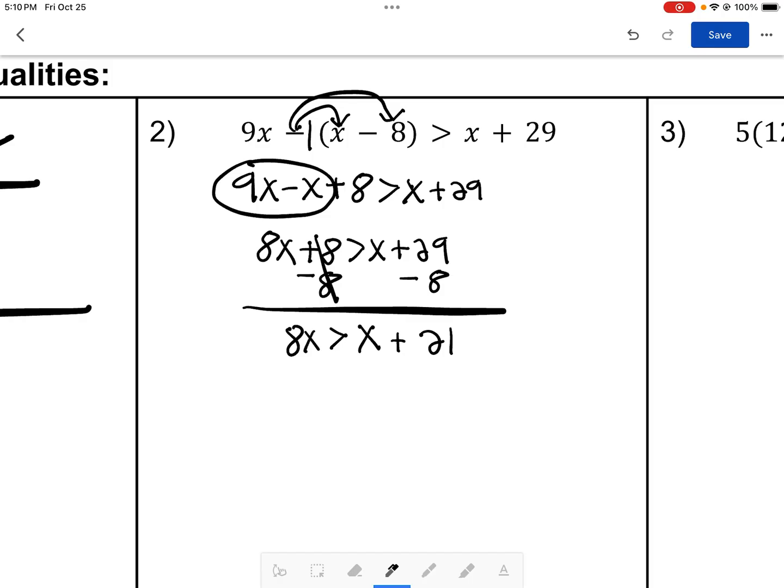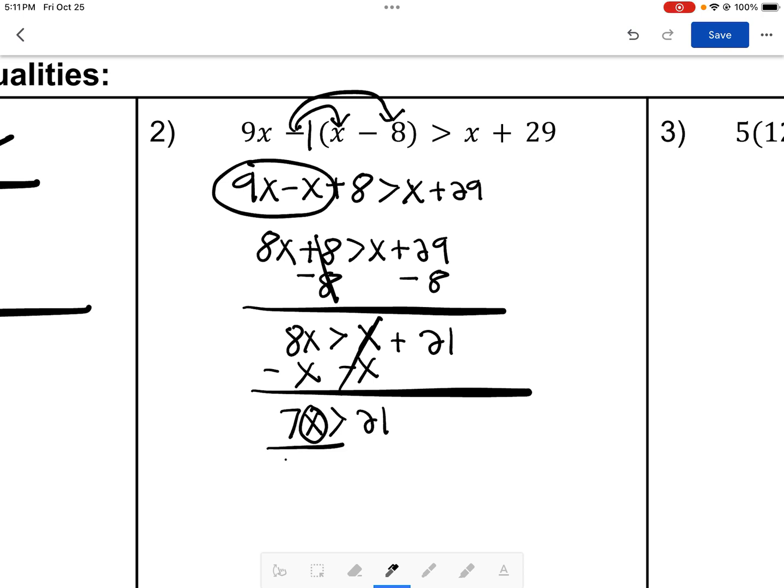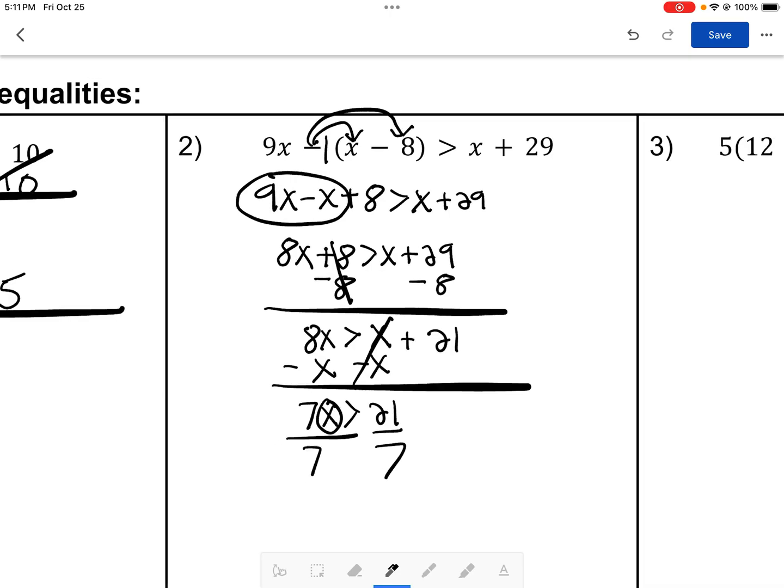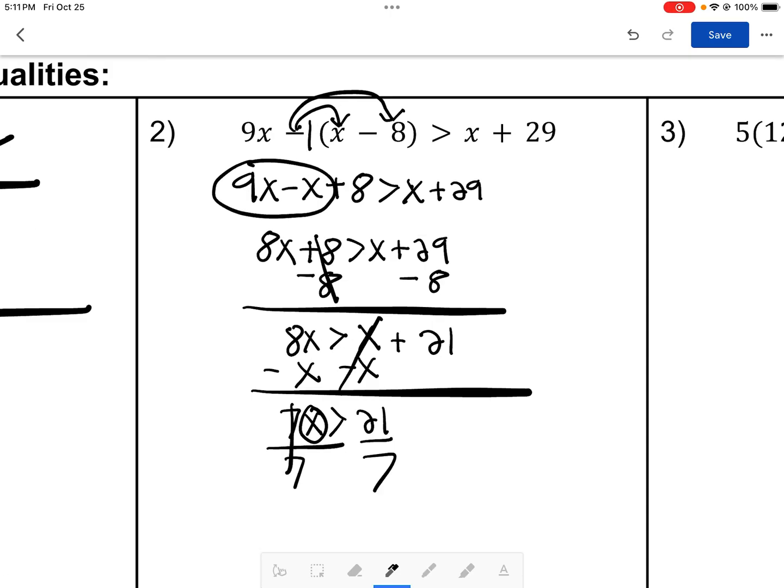I still have an x on the right side of my inequality. In order to bring it over to the left, I need to subtract it on both sides. These cancel, and 8x minus x is 7x. Bring down my greater than sign, and then bring down what's left over on the right, my 21. Now to get x by itself, I'm going to divide both sides by 7. 7 divided by 7 is 1, so I'm left with x is greater than, and then 21 divided by 7 is 3. So my answer for number 2 should be x is greater than 3.